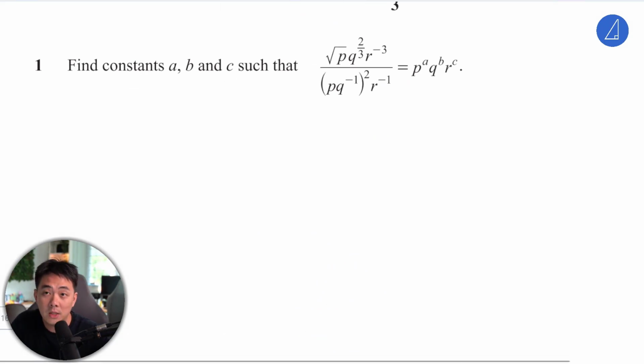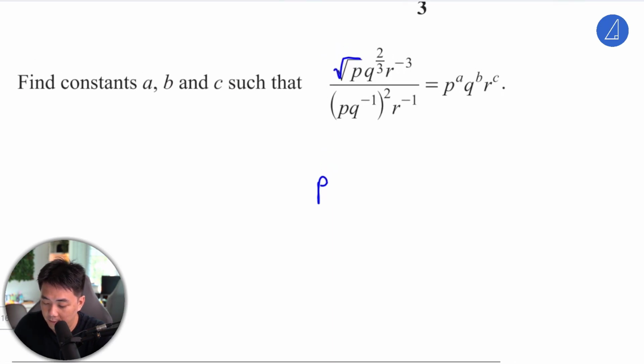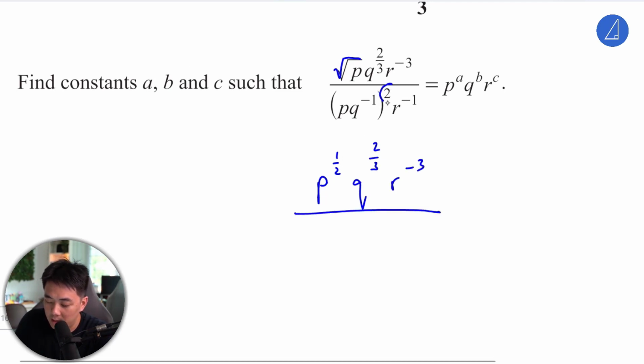What we're going to do is start from the difficult side, which is the left hand side, so we're going to rewrite this. Root just means that this is p to the power of half. Then q is q to the power of a third, and then r to the power of -3, divided by this. We could just distribute it in. So this is p, remember this is 1 here, so 1 multiplied by 2 would be 2. q, -1 multiplied by 2 will be -2. Then r, -1.